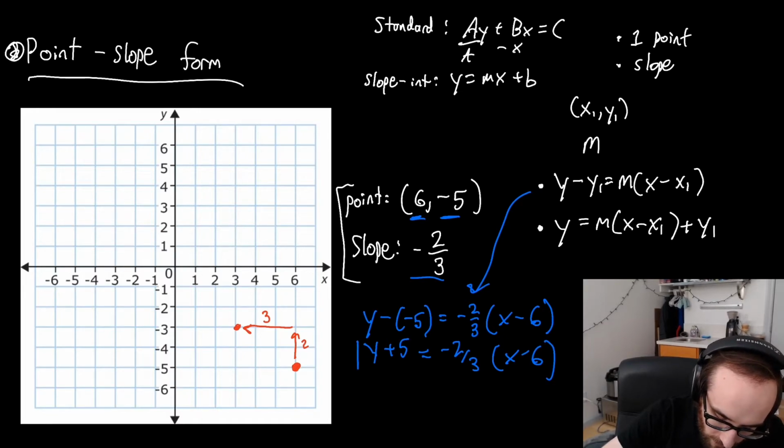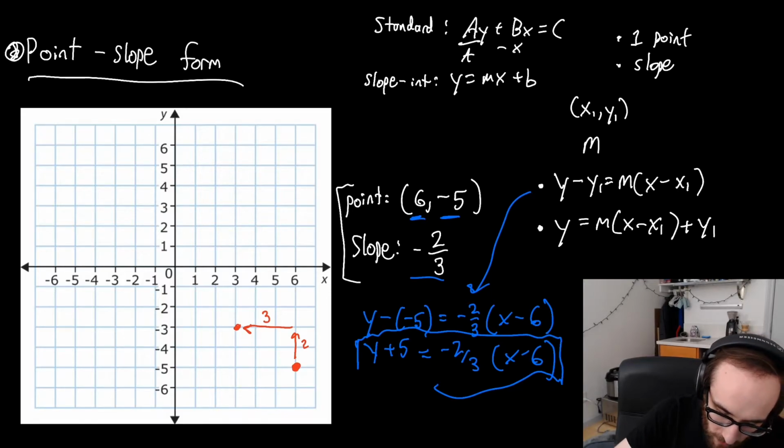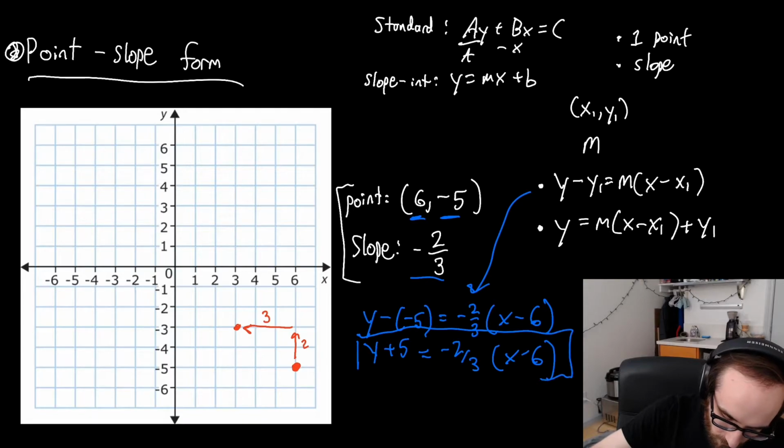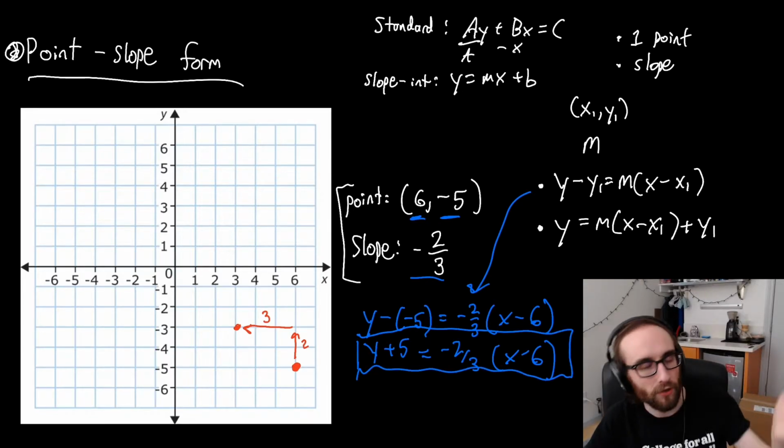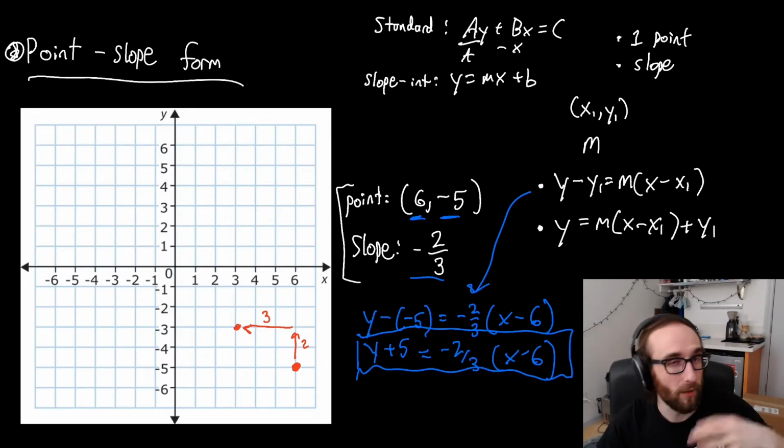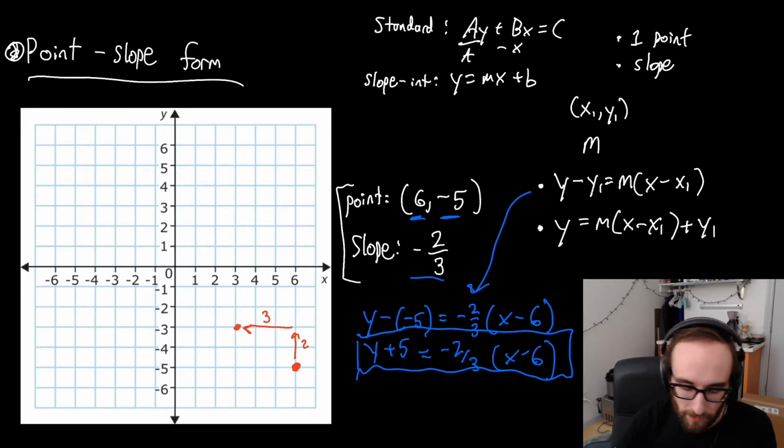And there we go. We can actually be done here. So if we're just asked to write an equation, that's all of the work that we need to do. So if we're given a point and a slope, we can just plug in those values and then we're done. We don't have to try and work backwards on the graph and so on.